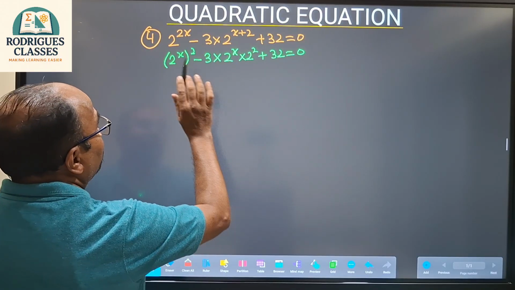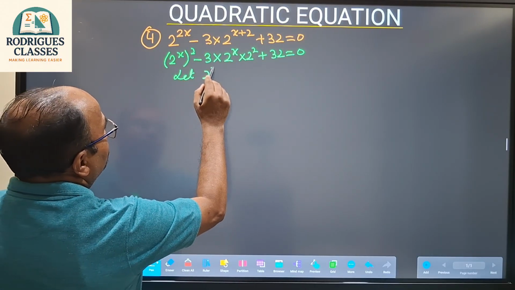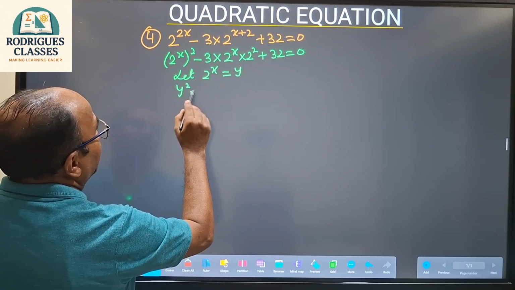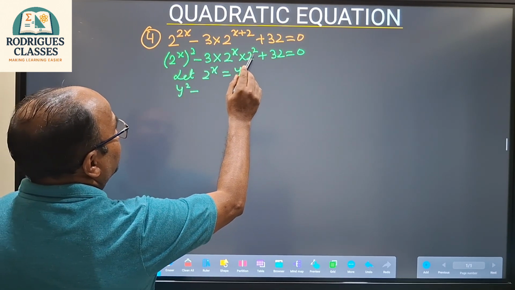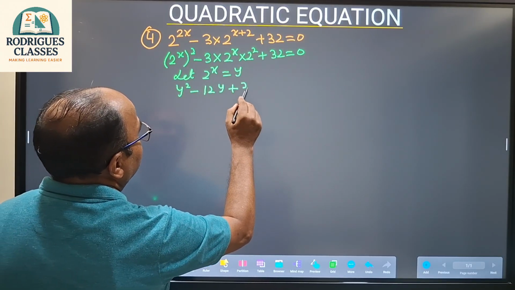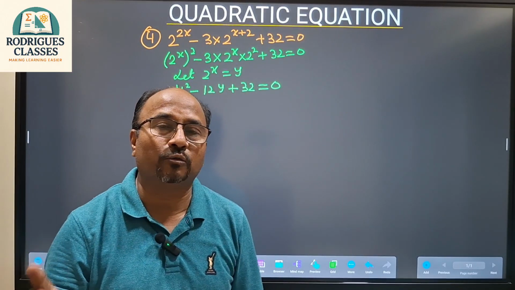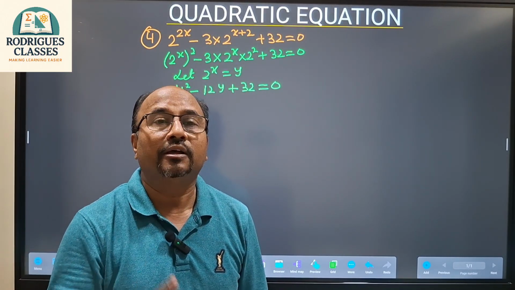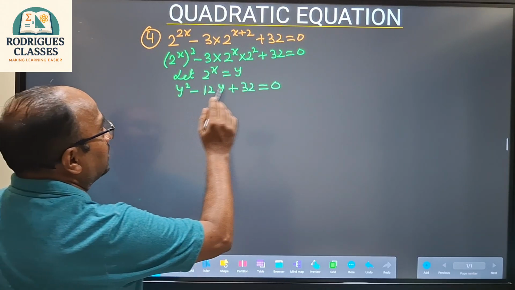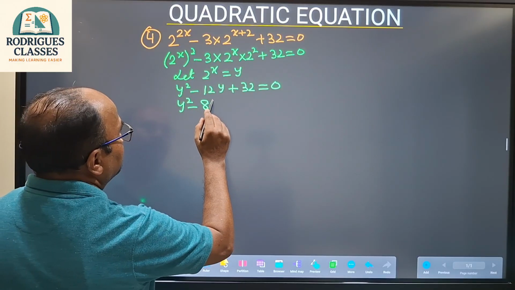So what we do now, we assume 2 to the power x as y. Let 2 to the power x equal y. So this now changes to y square minus 3 into 4, which is 12, y plus 32 equals 0. So you can see it has been converted into the quadratic form. Let us factorize it by middle term split. The product is 32, the sum is minus 12. The numbers are very easy here.